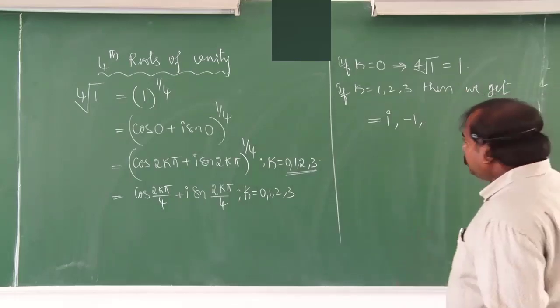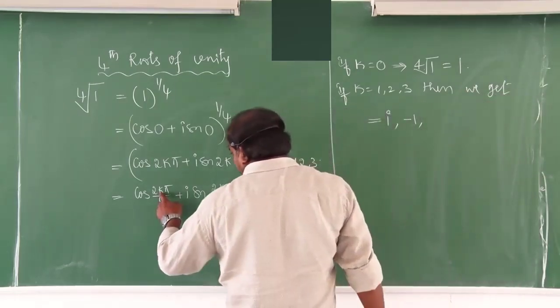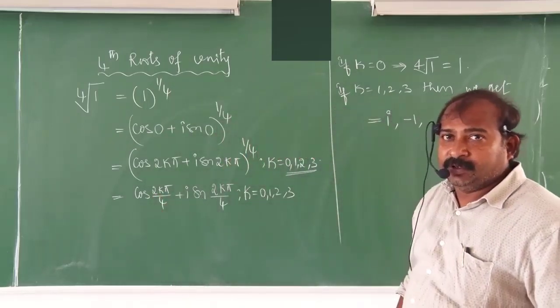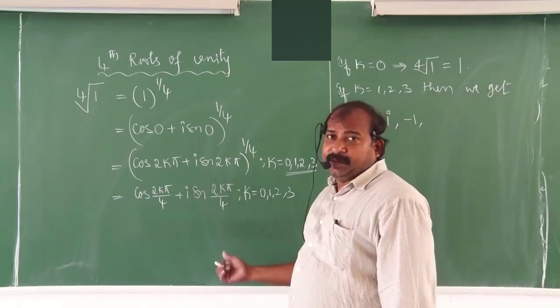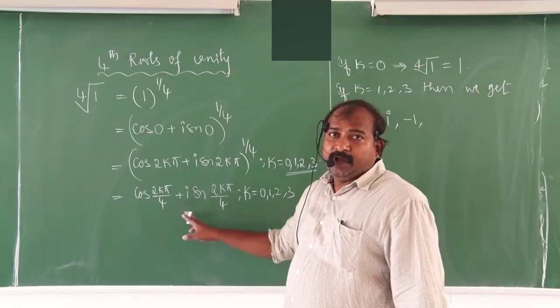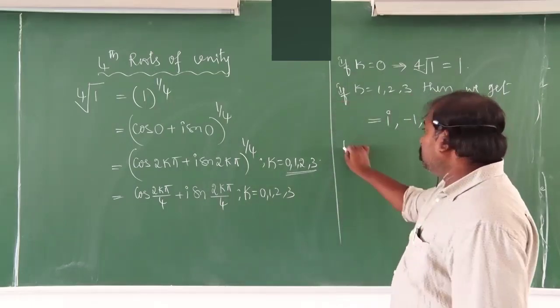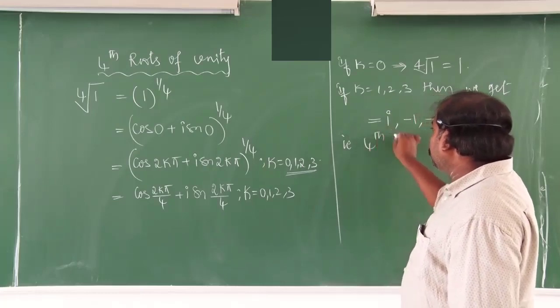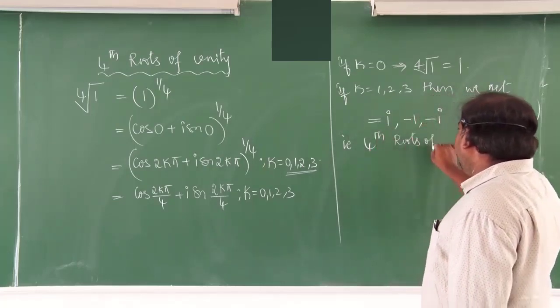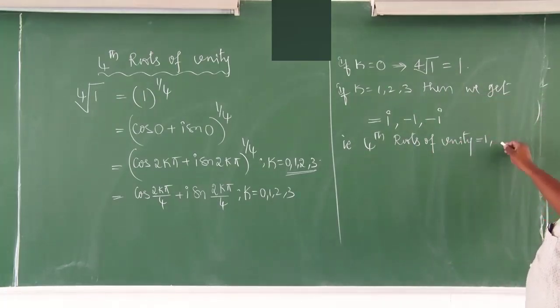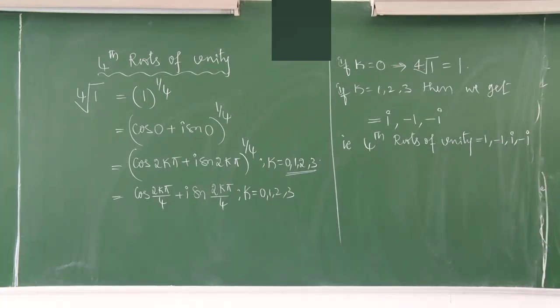If k is equal to 3, then this value will be 6π by 4, which means 3π by 2. Cos 3π/2 plus i sin 3π/2. Cos 3π/2 is 0, and i into sin 3π/2, which is minus 1, so you will get minus i as the value. So that is the fourth roots of unity. What are the fourth roots of unity? They are 1, minus 1, i, minus i.